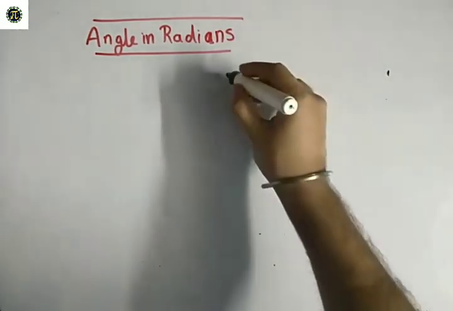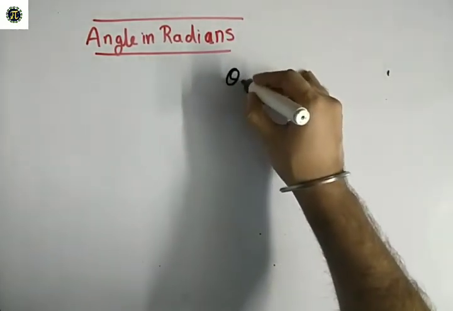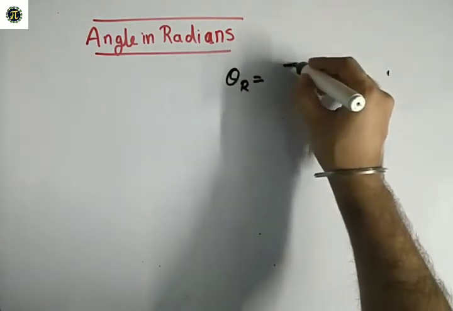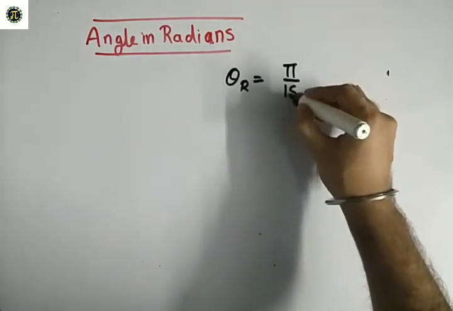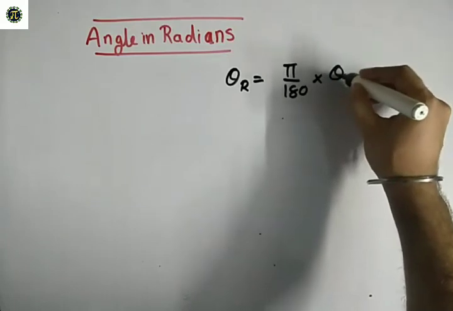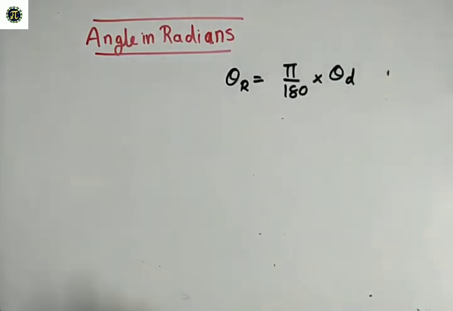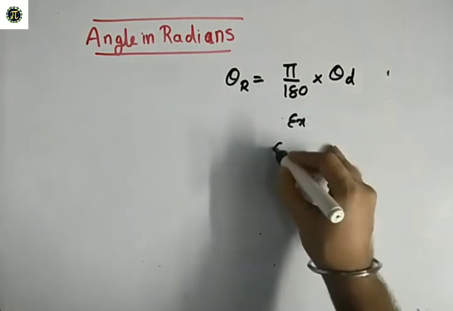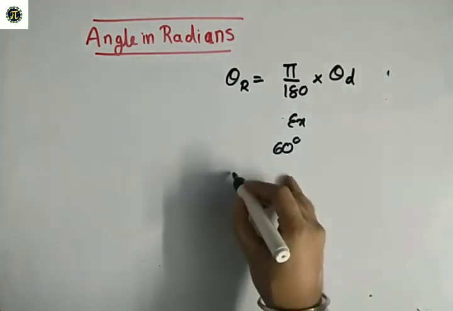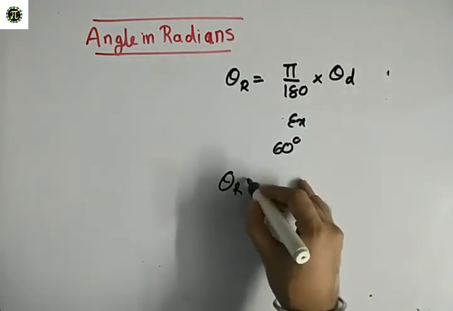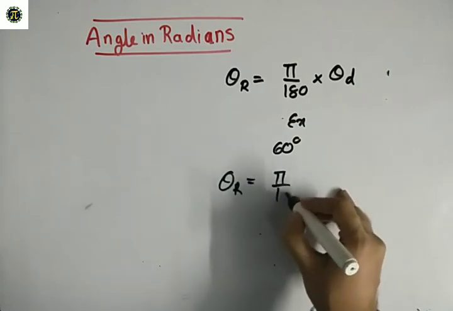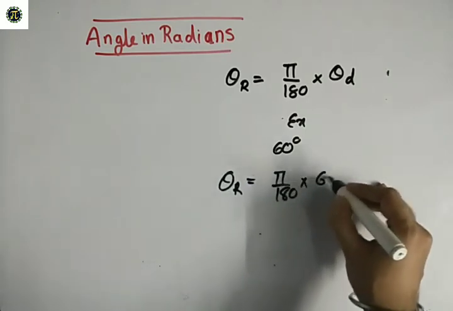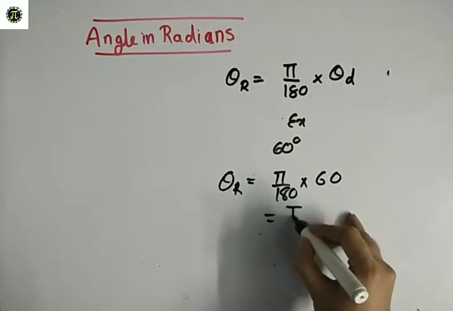So the formula goes like this. Angle in radians is equal to pi by 180 into angle in degrees. So for example, 60 degree, if you want to find the angle in radians, will be pi by 180 times 60, and that will be pi by 3.